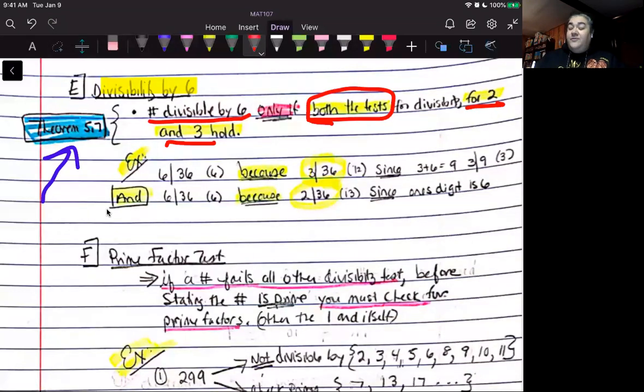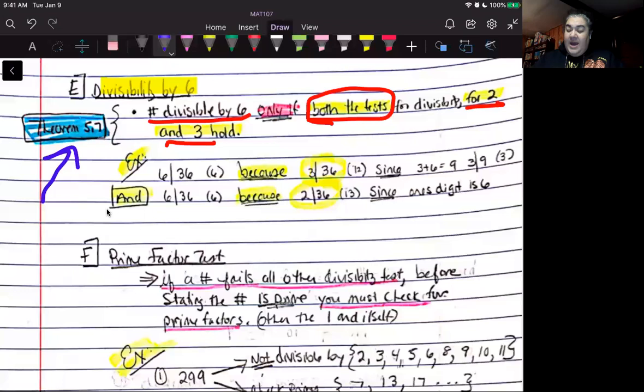So for 6, you don't have to have a new test. You would have tested already for 2, and you would have tested already for 3. And if it passed both of those tests, then by default, it would also be divisible by 6. Okay? Because 2 and 3 are factors of 6. So here's an example of that.